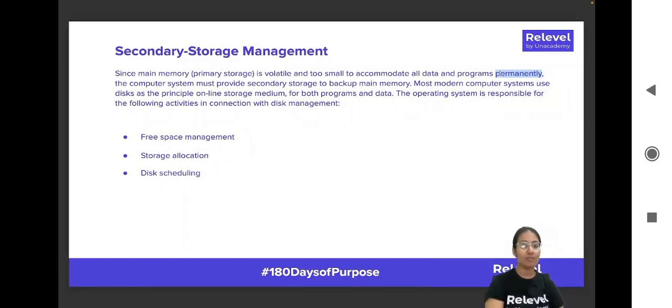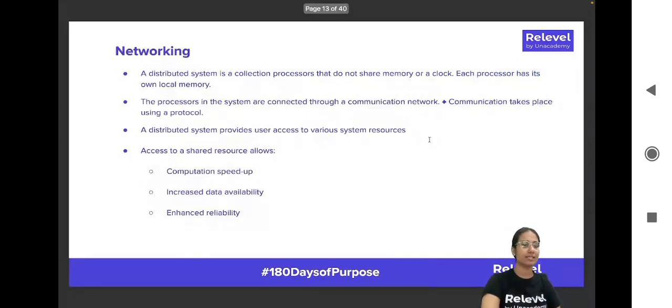The operating system is responsible for the following activities in relation to disk management. First of all is free space management. That means it needs to free up the space as and when it's available. It needs to make sure that the allocation of memory in secondary storage is done well. And also, whenever you have so many tasks, you need to take care of disk scheduling as well, where we will in future talk about a lot of disk scheduling algorithms which are very effective for our use. So that's what secondary storage management is.